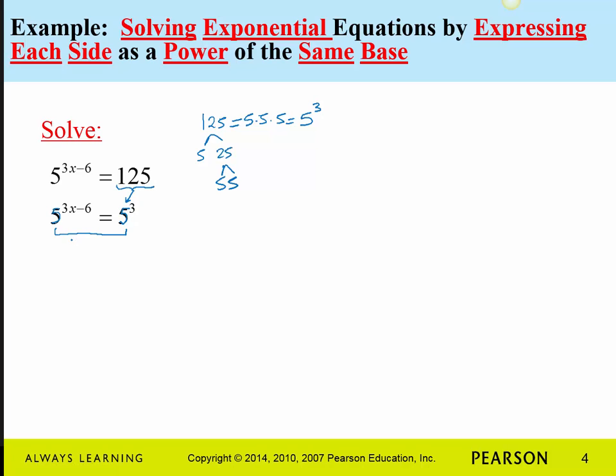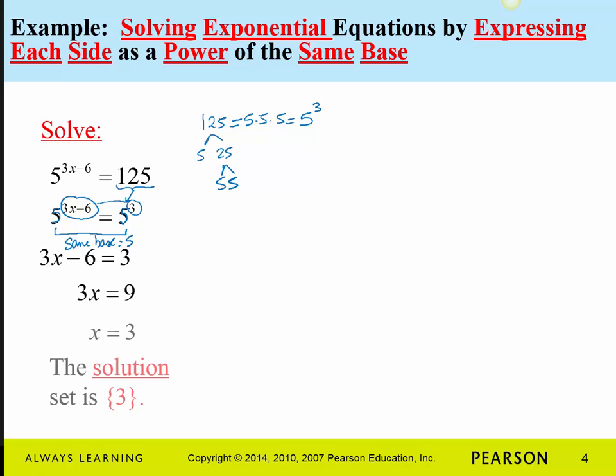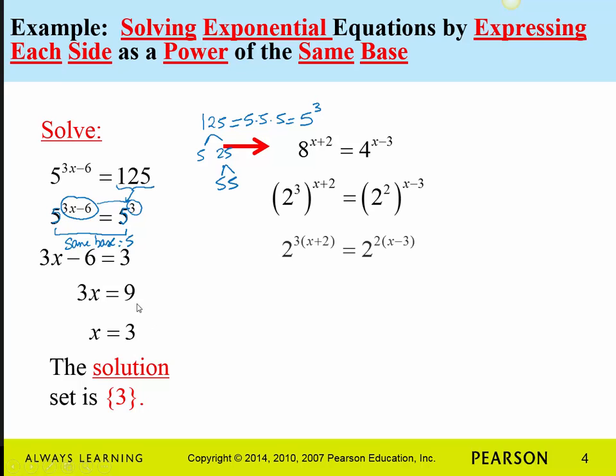Now, because we have the same base on both sides, which is 5, it means that the exponents have to match. So that's our next step, to say that 3x minus 6 is equal to 3. Add 6 to both sides, and then you get that 3x is 9, divide by 3, and x is 3.